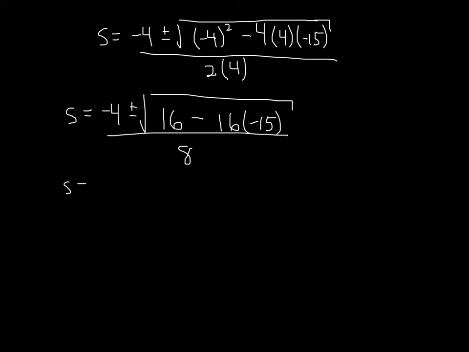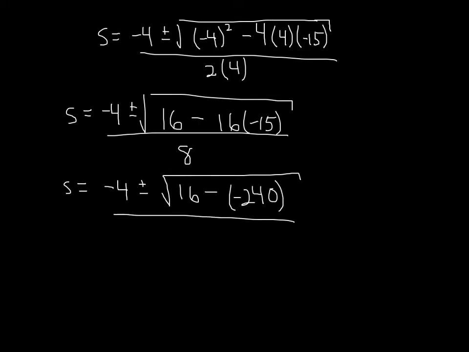Keep working this, keep simplifying. I do it step by step. You can combine some of these steps if you can think that far ahead. I'm an idiot and cannot. So negative 4 plus or minus square root of 16 minus 16 times negative 15. Type this into your calculator and you will find that it is. So 16 times negative 15 gives me a negative 240.